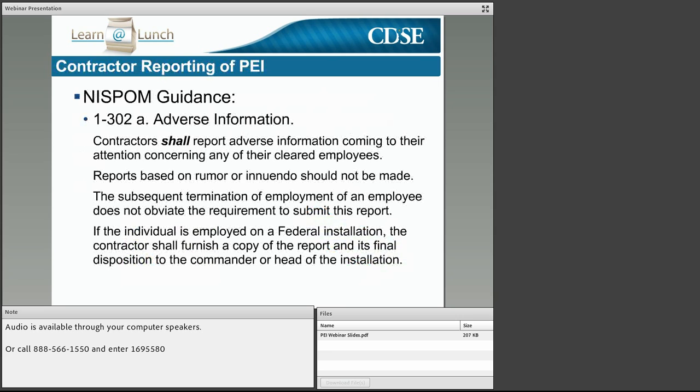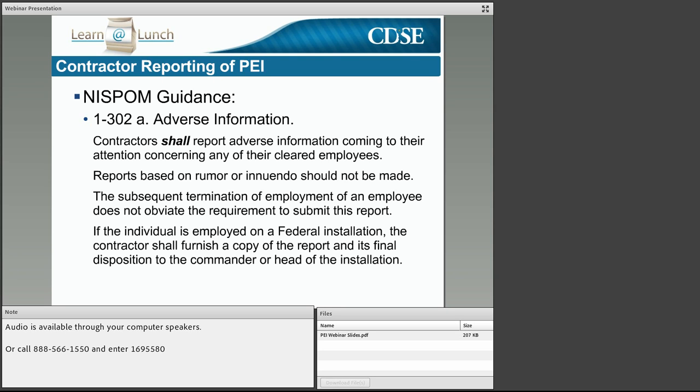The NISPOM requires contractors to report adverse information, including PEI. NISPOM Chapter 1, Section 3, Paragraph 302 concerns reports submitted to the Cognizant Security Agency, or DSS. Paragraph 302A deals with reports on adverse information. It says, contractors shall report adverse information coming to their attention concerning any of their cleared employees. Reports based on rumor or innuendo should not be made. The subsequent termination of employment of an employee does not obviate the requirement to submit this report.